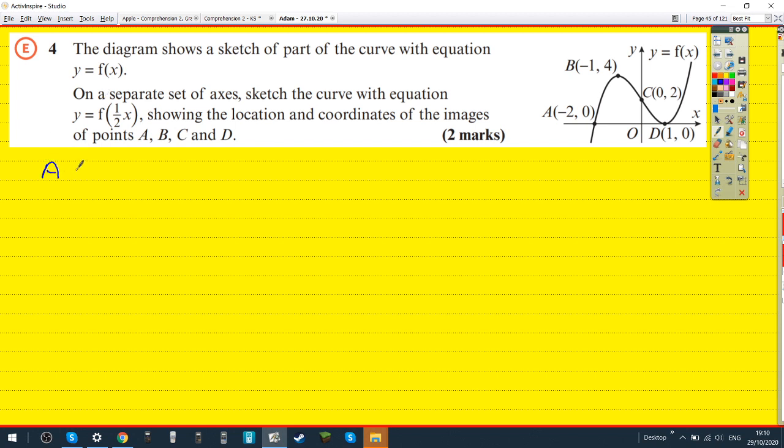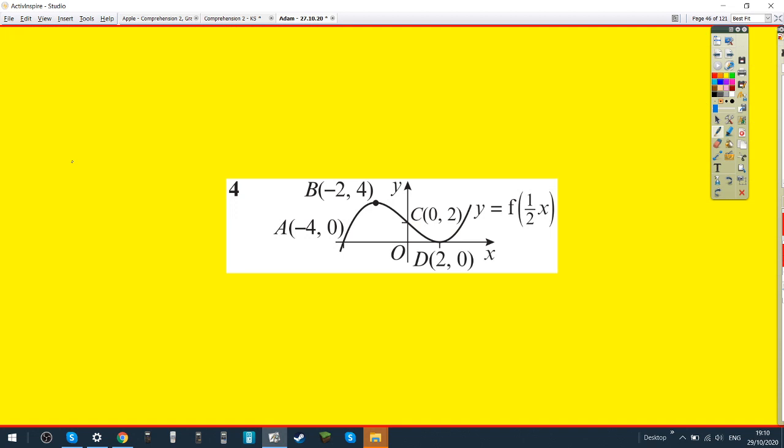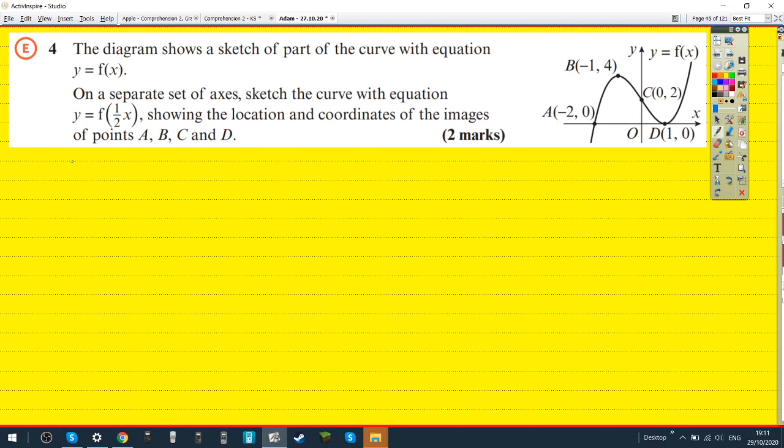So when it's in the bracket, does it become -1/2? No, hang on, it might be a bit confusing. This is what we were doing last time. Let's take the coordinate -2, 0. Its x coordinate is -2. That is replaced by a half x. So what is the new x coordinate? -1.